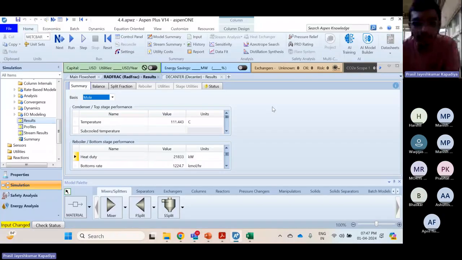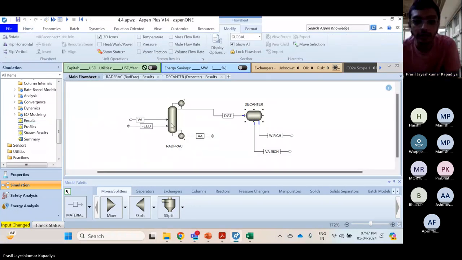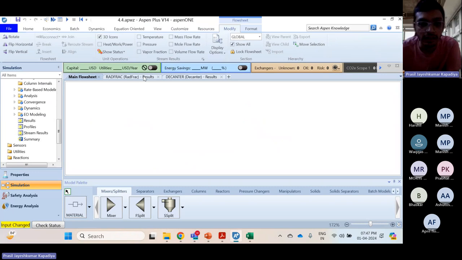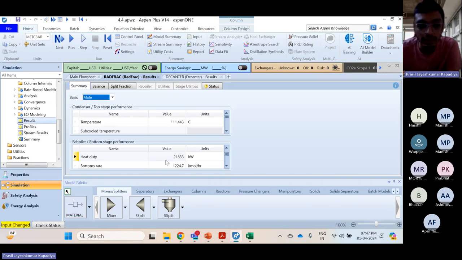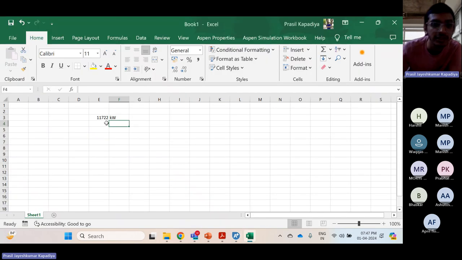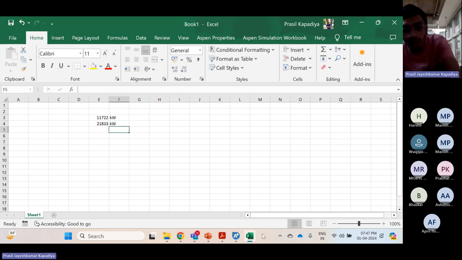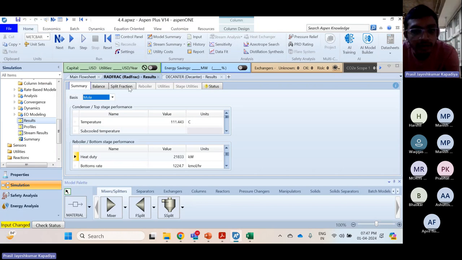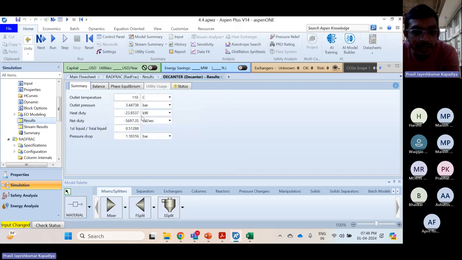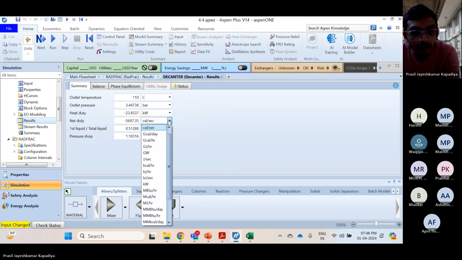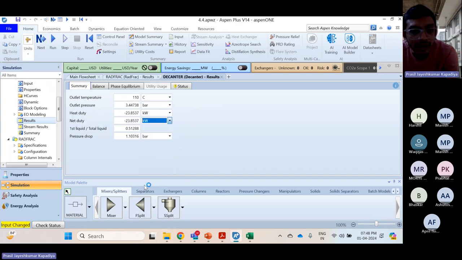Okay, I guess my screen is visible. So this was the original problem that we solved. In that case, the RadFrac unit had a reboiler duty of 21833 kilowatt. Oh, it has increased. 21833 kilowatt, almost double. And the decanter was releasing around minus 24 kilowatt.